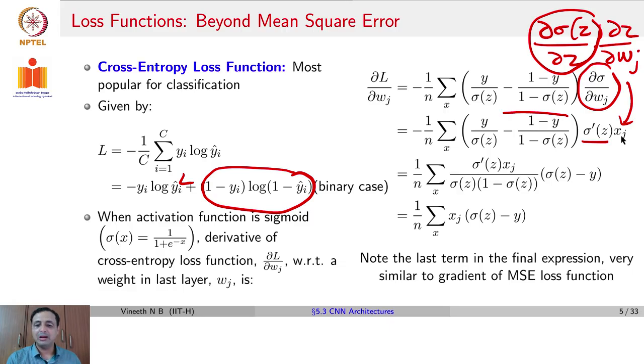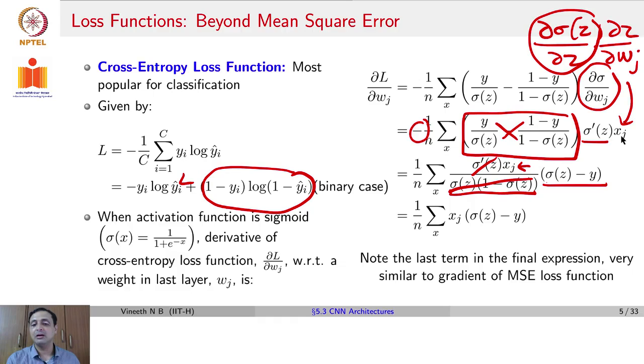Now when you expand this term here, you can simplify it by cross multiplying. You will find that this entire term here, absorbing the negative sign, the numerator would become sigma of z minus y, and the sigma prime of z xj goes here. Now sigma prime of z and sigma into 1 minus sigma are the same, because that we know is the derivative of the sigmoid function. That would get cancelled and you'll be left with summation over xj into sigma of z minus y.